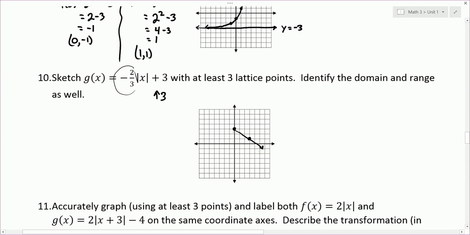And this is symmetric about our y-axis in this case, because that's where our vertex is. And so I'm going to drop 2 units and go left 3 units to find a third lattice point. And we have our graph.